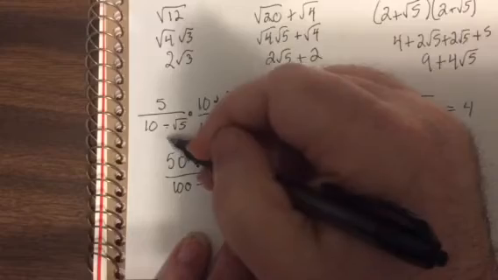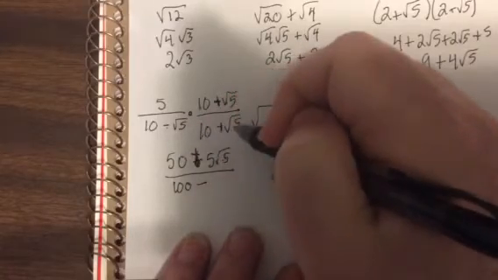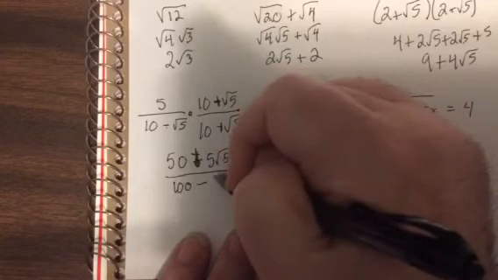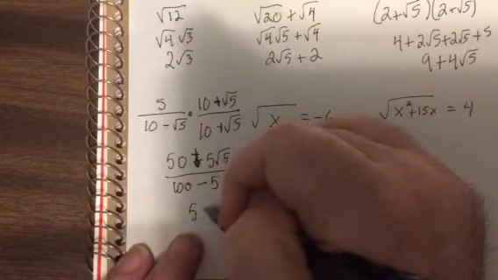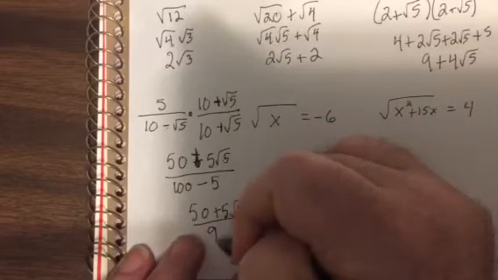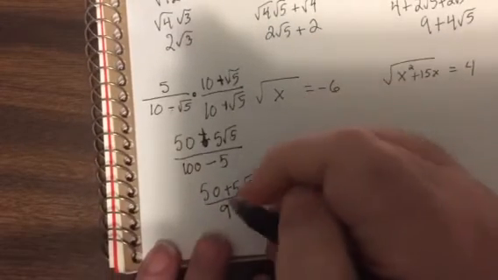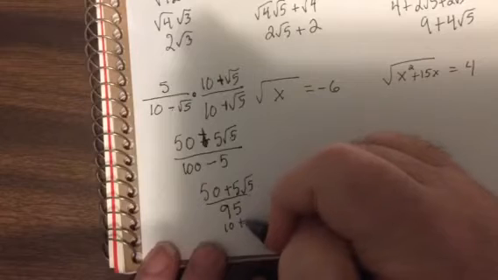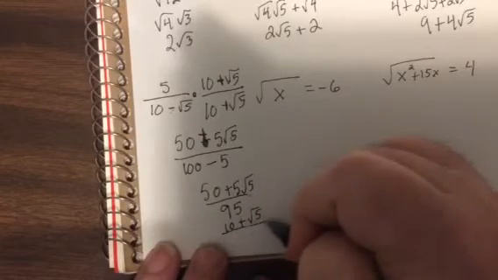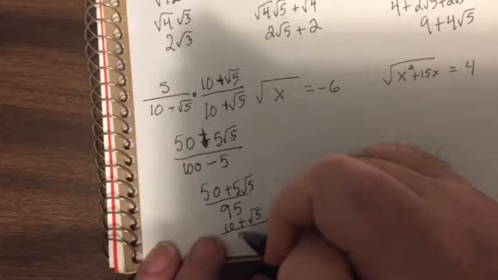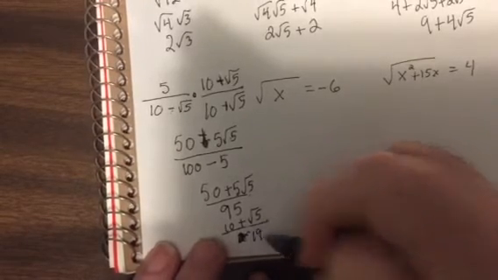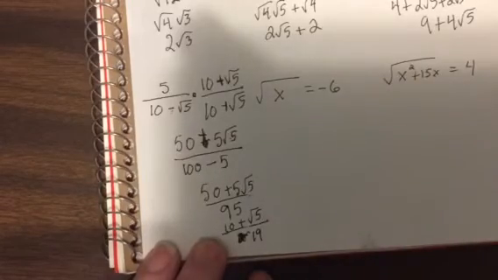Distribute the 5. And then this is 100 minus 10 square root of 5 plus 10 square root of 5, which is 0. So this would be minus 5. So it's 50 plus 5 square root of 5 over 95. So we divide everything by 5, so it's 10 plus square root of 5 over 19. Now I'm getting paranoid over 19. Gee whiz, I don't ever want to do that problem again.